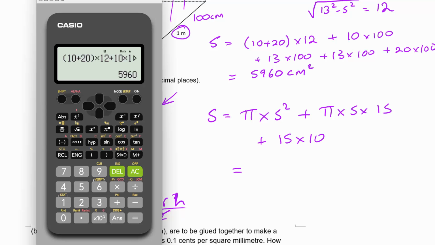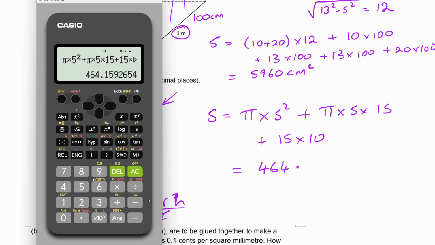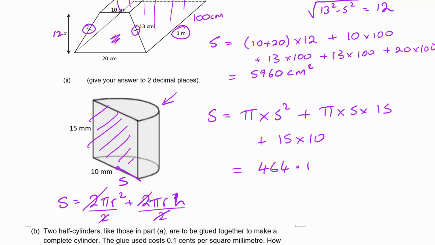And we just need to calculate that. So that is going to be pi times 5 squared, add pi times 5 times 15, add 15 times 10. That gives me 464. 2 decimal places is what we want, 0.16. And that would be in square millimeters.